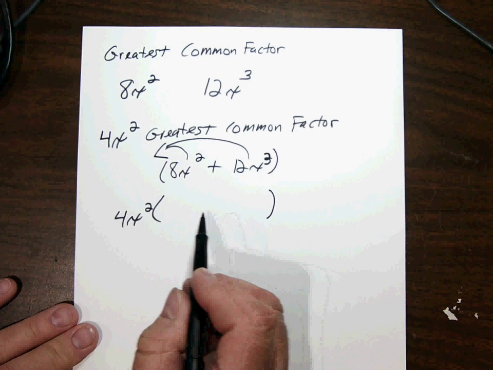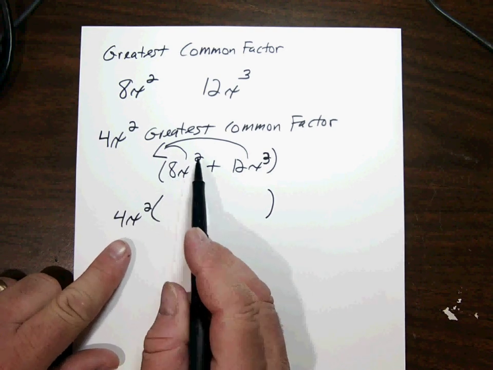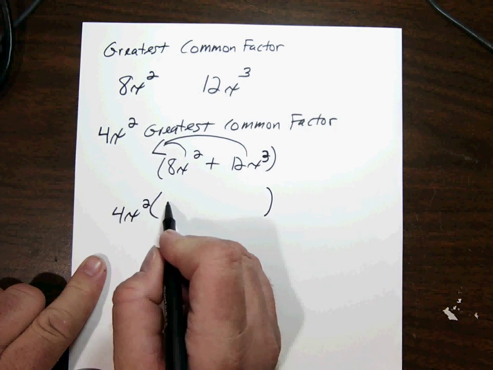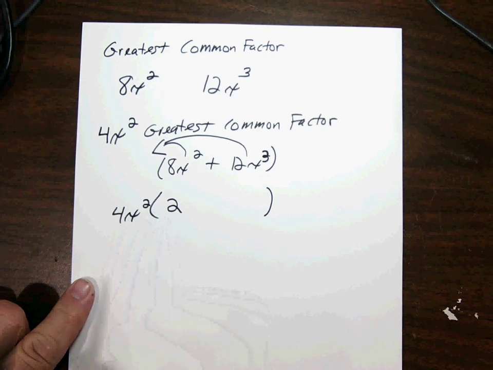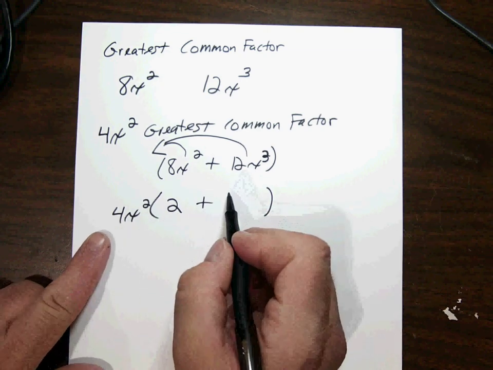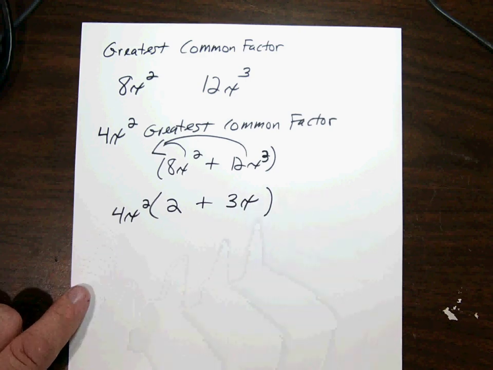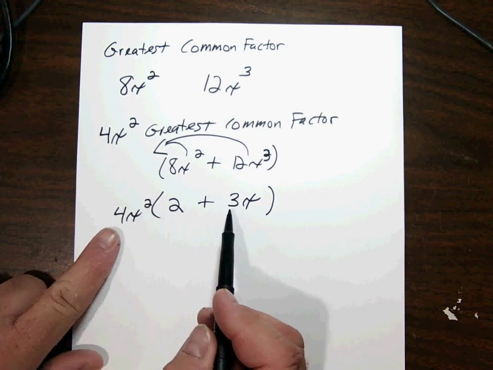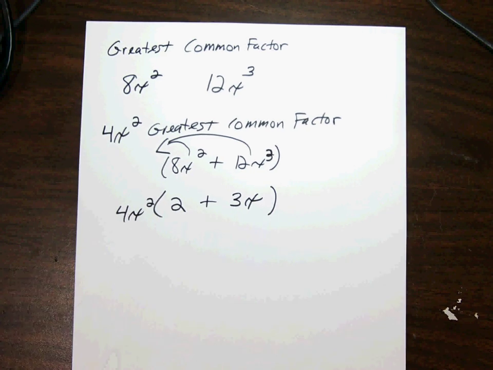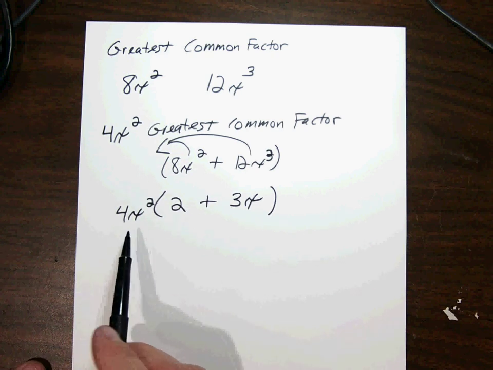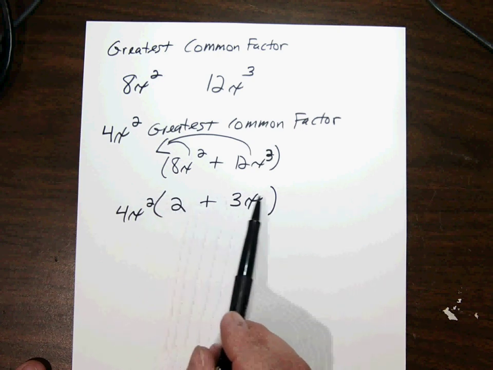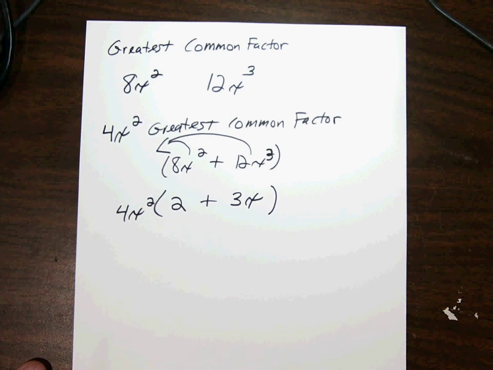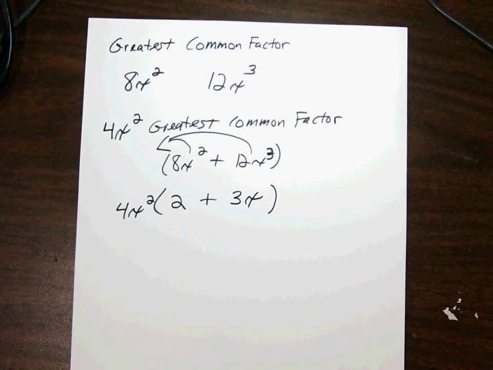And now I got to ask myself, what would be left over? Well, if I have an 8x squared and I'm going to pull a 4x squared out of there, the only thing left is going to be a 2, right? Because if I redistribute it, I'm going to get 8x squared again. And if I ask myself the same question over here, I'm going to have a 3x left. Because if I redistribute, I'm going to have a 12x cubed. Okay? And how I know I really got the greatest common factor is that there's nothing common left here anymore, right? If I look at a 2 and a 3x, there's nothing in common whatsoever. Okay, so I know I got the greatest common factor and I extracted it out of there.